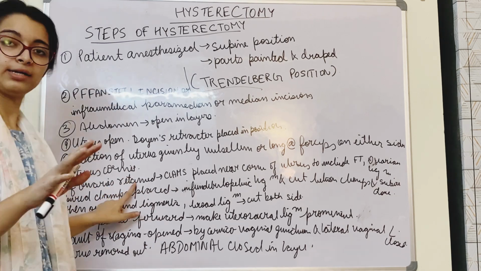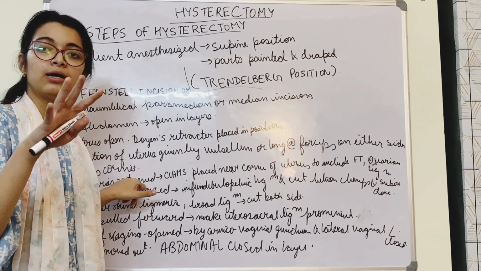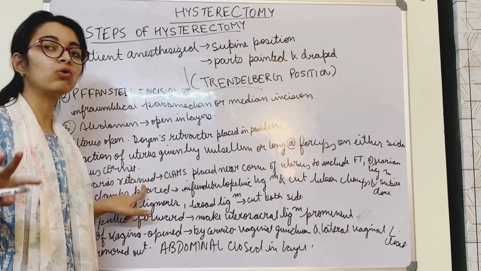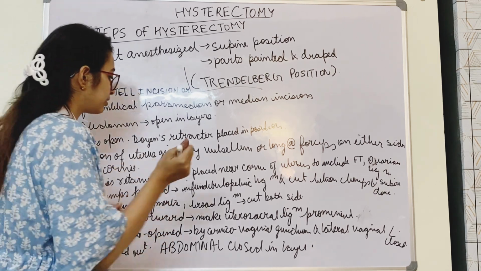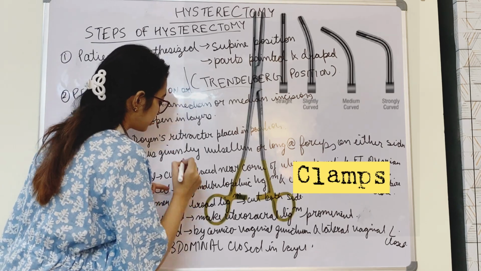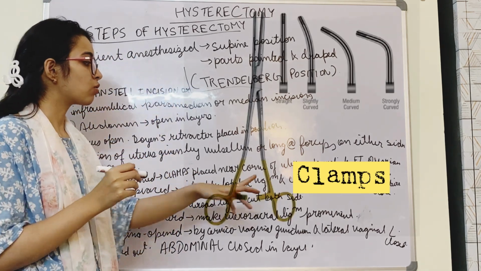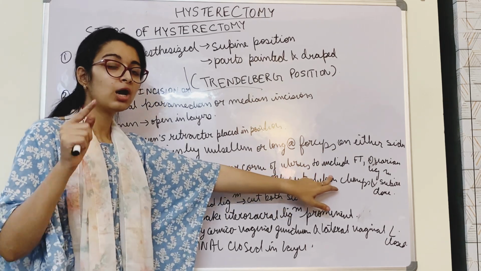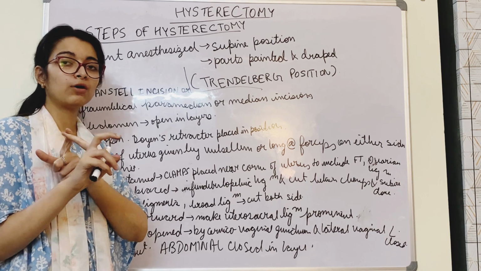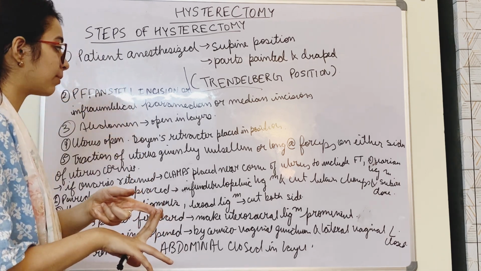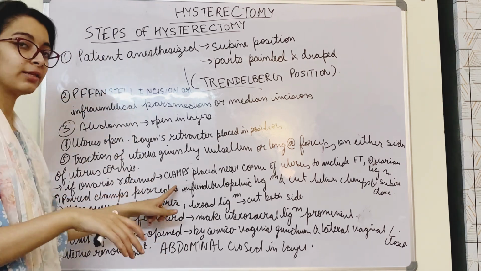If ovaries are retained, and in my case, the one that I saw today, we have to keep the ovaries. So this was my case where the ovaries were retained, by putting the clamps. Clamps is an instrument. Clamps are placed near the cornu of the uterus to include the fallopian tube and ovarian ligament. So if we want to save the ovary, the fallopian tube is not removed and the ovarian ligament is not removed, so the ovary is retained by the use of clamps.